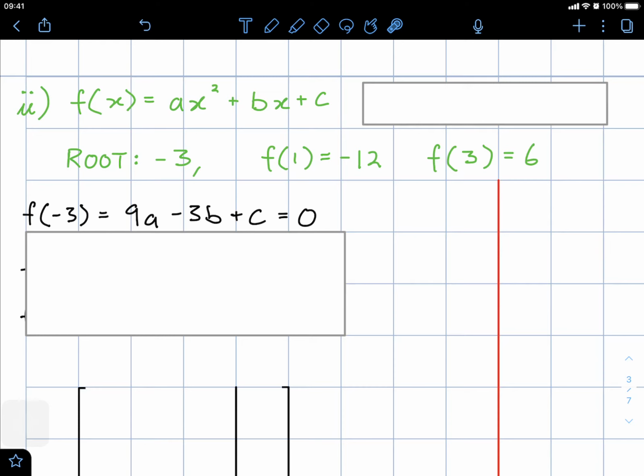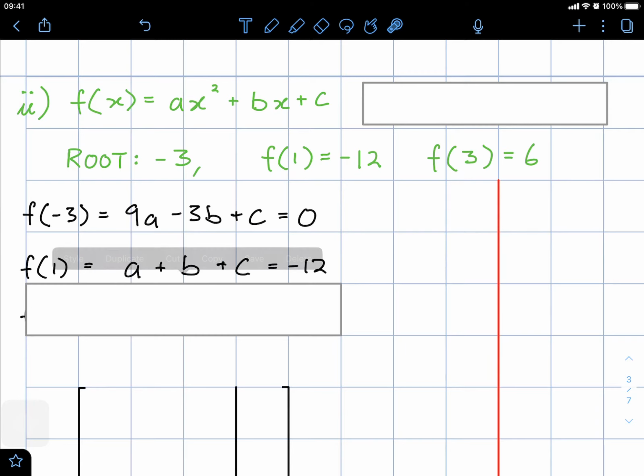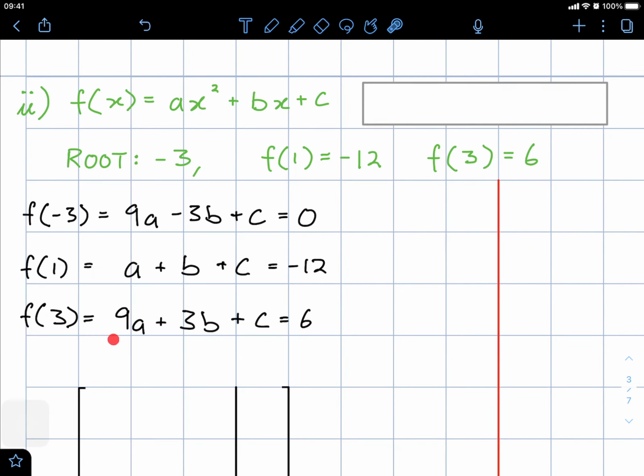We do the exact same thing for the values shown here. It says 1 is going to give us -12. When we substitute this, we should get the following expression: a plus b plus c equals -12. And we do the same thing for this last piece of information here. We substitute 3 into x, and we should get the following expression here.